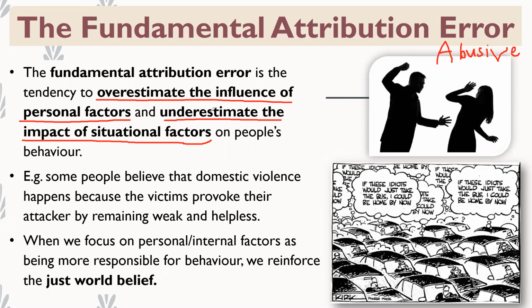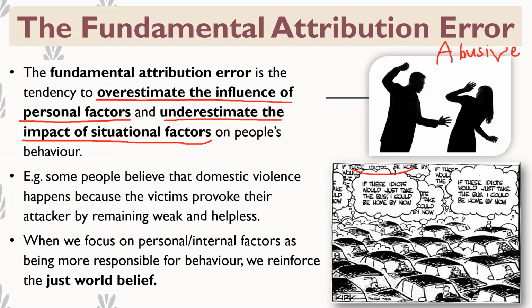So rather than blaming the external situation of that abusive environment, of that manipulative situation that this person is in, we're blaming that individual person for not being able to escape. And that is one example of the fundamental attribution error. We're overestimating the influence of personal factors, again, personal blame, personal attacking, and we're underestimating the actual impact of that situation, that it was such an oppressive and abusive situation that maybe escaping would have actually put the person in more harm. Okay, so again, this is just one example of the fundamental attribution error.